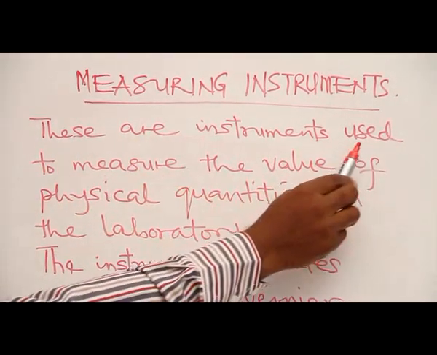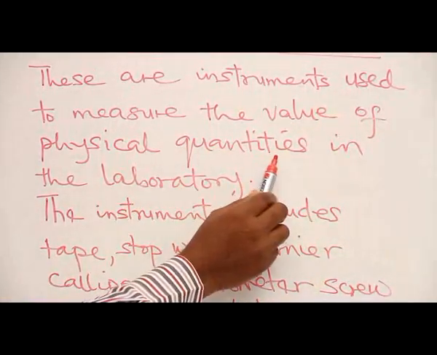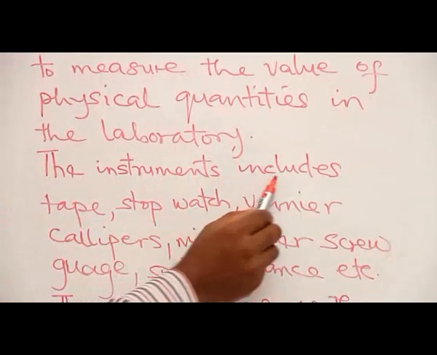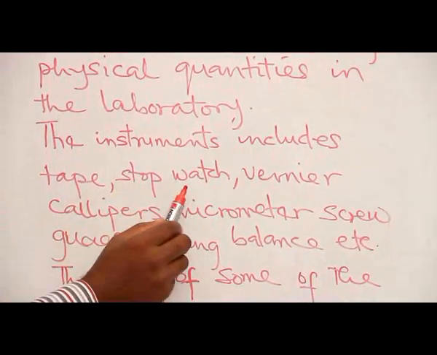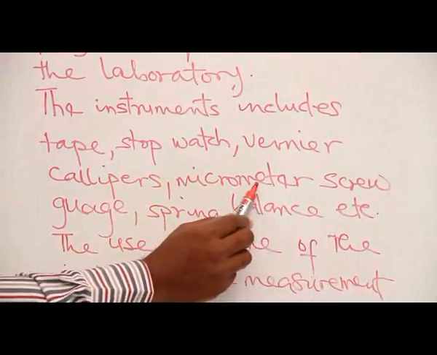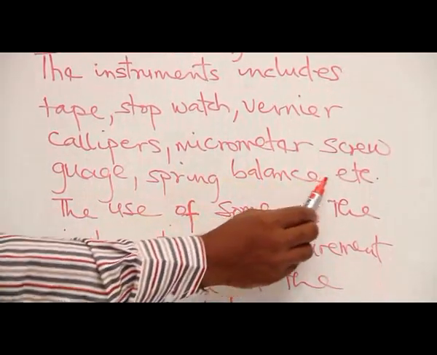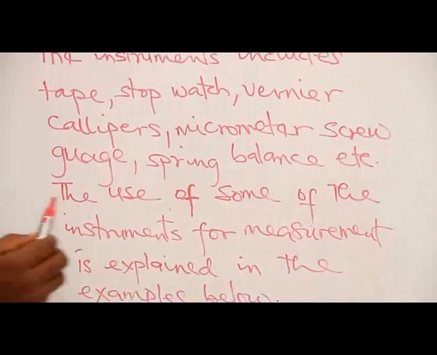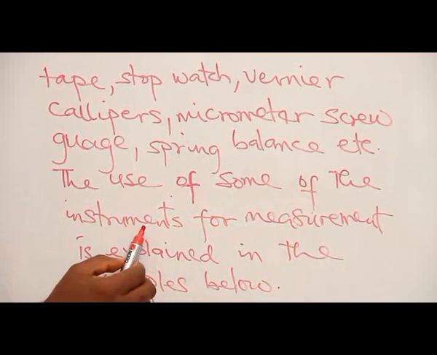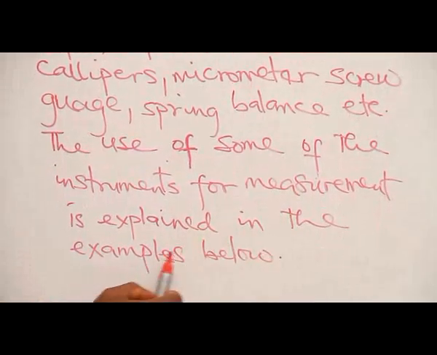Measuring instruments. These are instruments used to measure the value of physical quantities in the laboratory. The instruments include tape, stopwatch, vernier calipers, micrometer screw gauge, spring balance, etc. The use of some of the instruments for measurement is explained in the examples below.